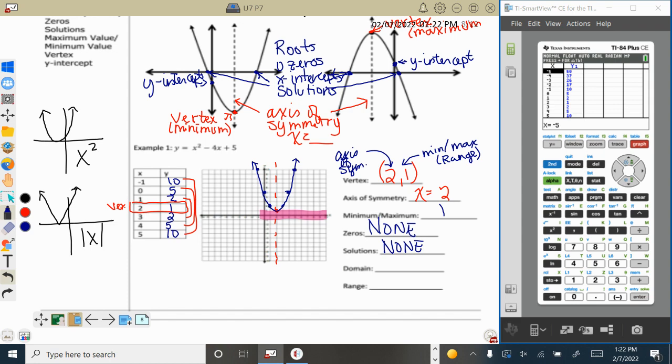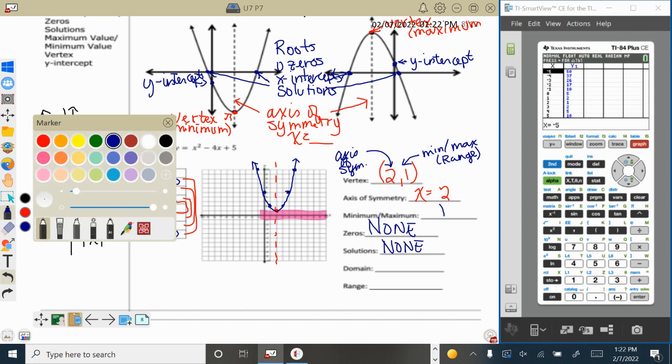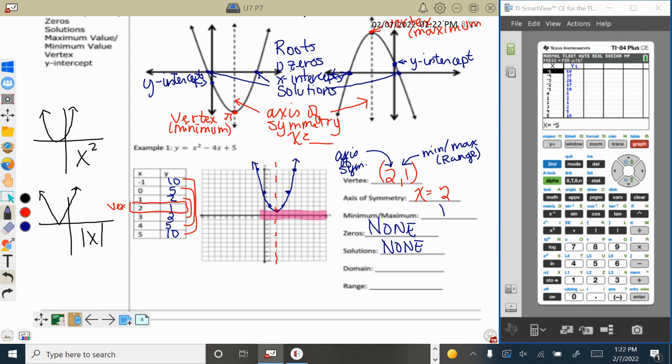For our domain, that's our x values. Our x values actually just keep going in both directions. Anytime it keeps going in both directions, that means that our x is all real numbers. Our range starts here at 1, and then it keeps going up from there. Because 1 is our minimum, that's the lowest it can go, so y has to be greater than or equal to 1. Okay? So there's our first example.